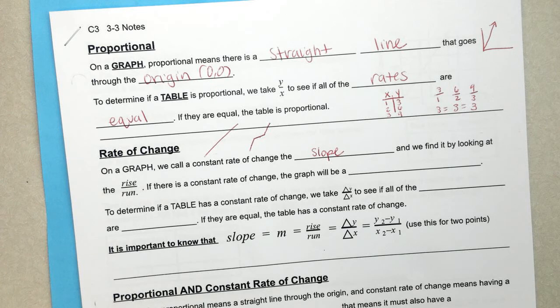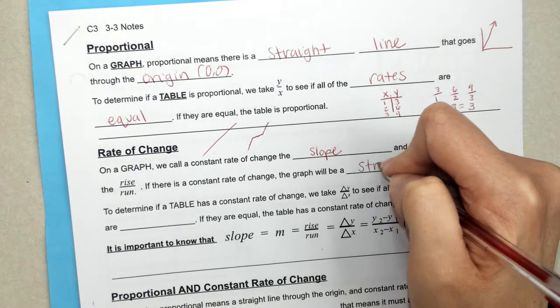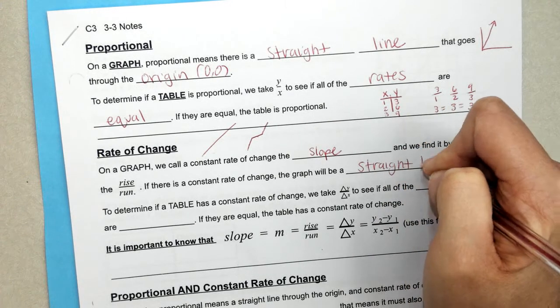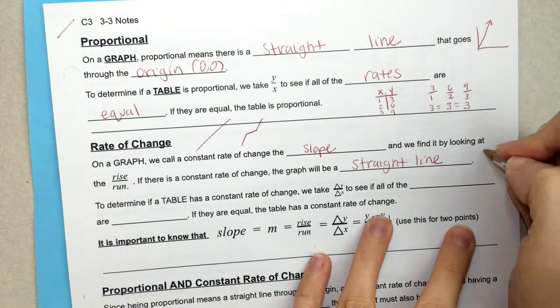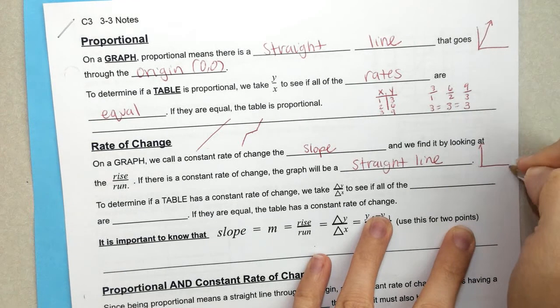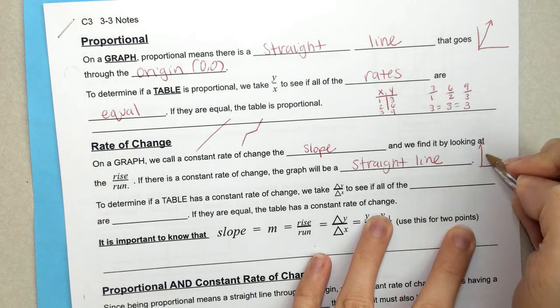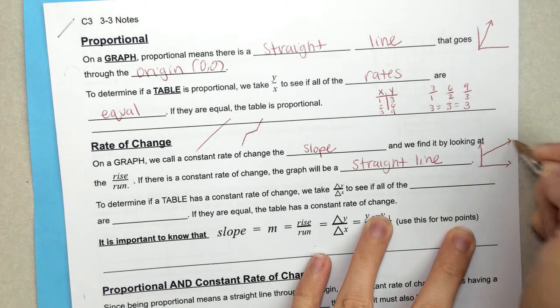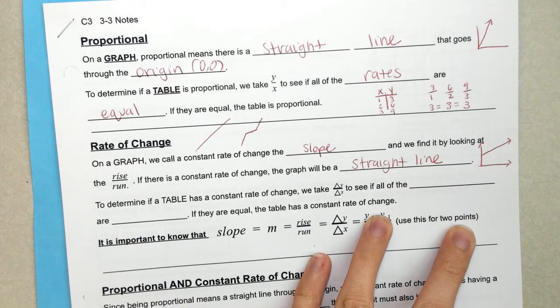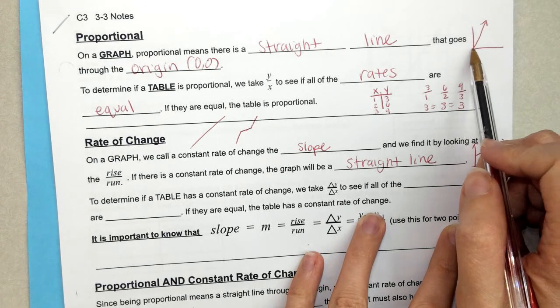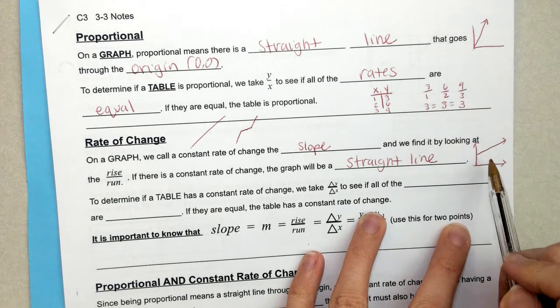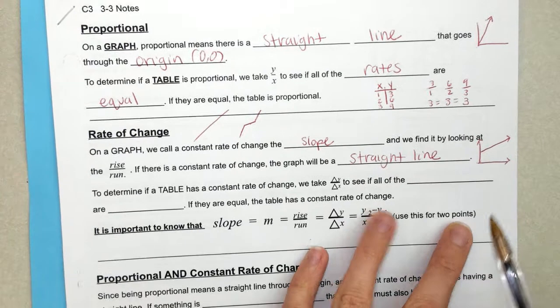If there is a constant rate of change, the graph will be a straight line. So this time, for our graph, it'll be a straight line. It just doesn't have to go through the origin. So that has a constant rate of change. This one was proportional because it was a straight line and went through 0, 0. This one is just a straight line.